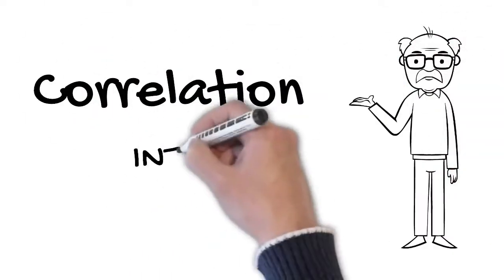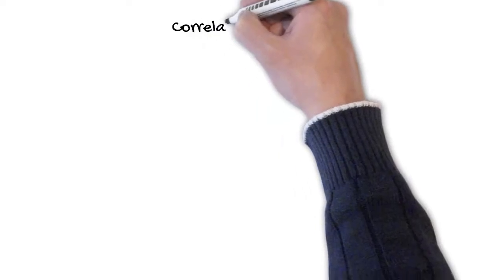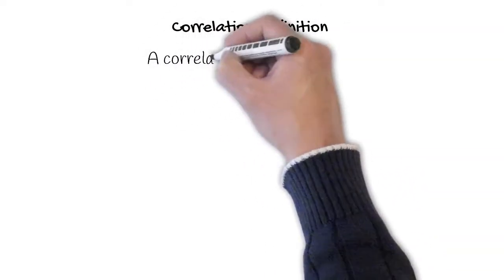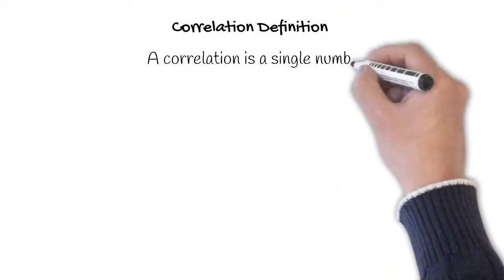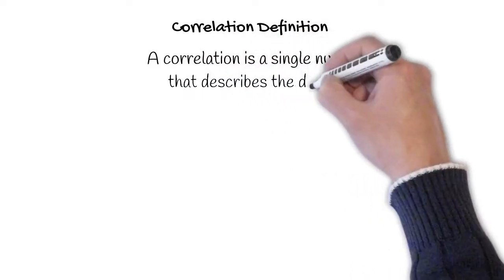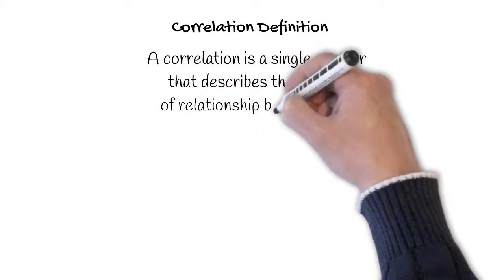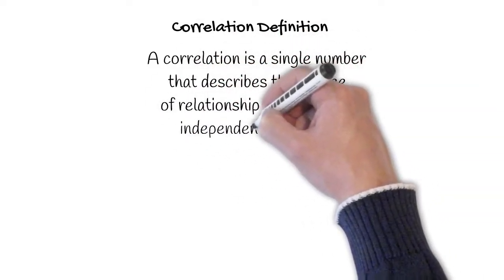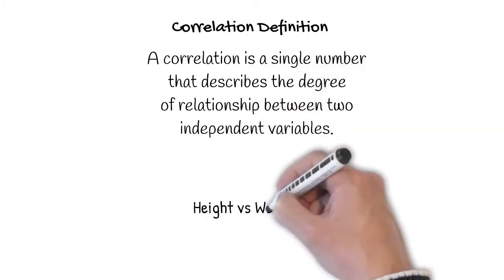Welcome to the correlation intro. Correlation definition. A correlation is a single number that describes the degree of relationship between two independent variables. For example, height and weight.